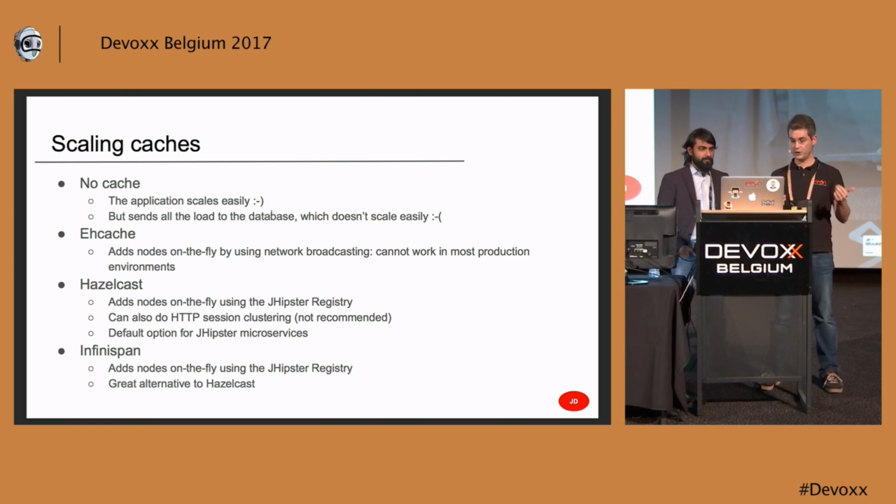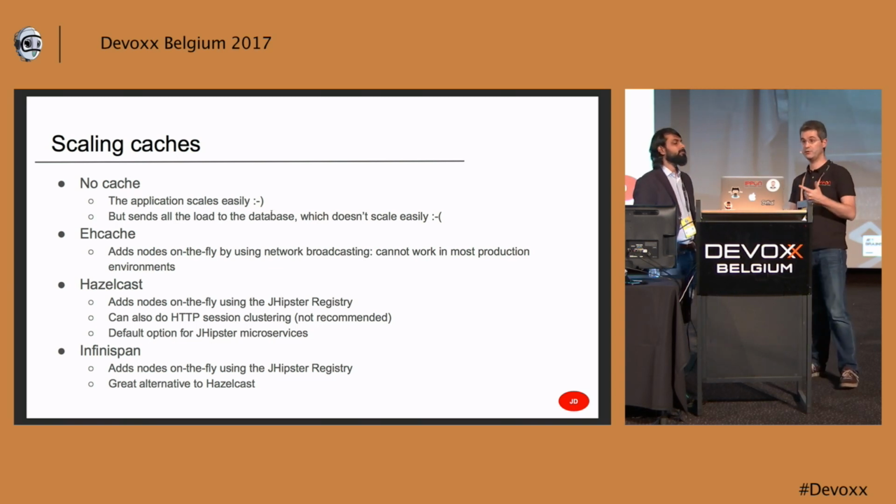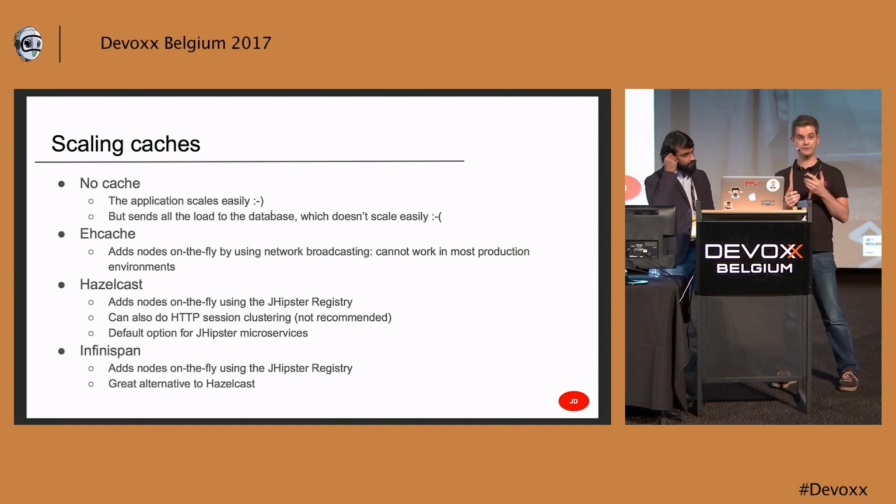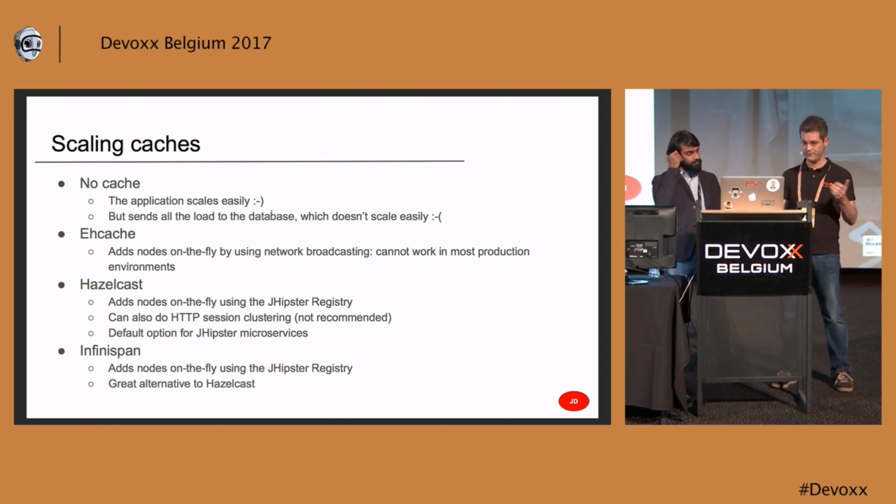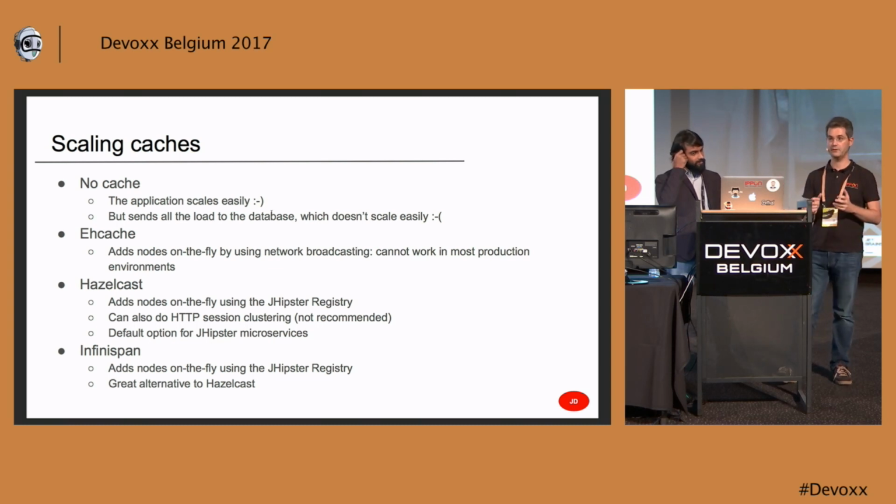So first option, no cache. Second option, EHcache. So EHcache is the world default cache usually for monoliths. It's very popular. It's very good. It starts up very quickly. That's also why I like it better than Hazelcast and InfiniSpan. You have a better startup time.